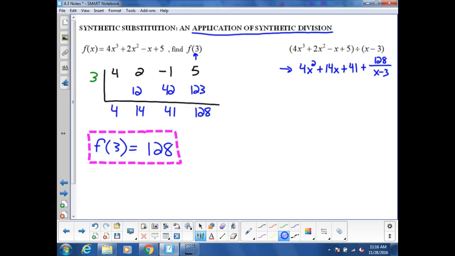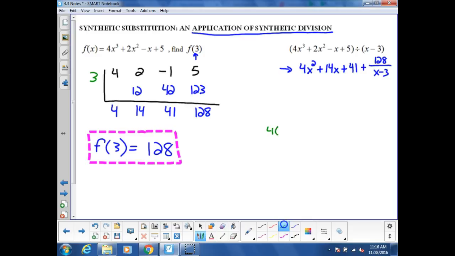So we've got to look at that word that comes after synthetic to tell you what you want for that answer. If it's division, then you've got to write out the polynomial. If it's substitution, then you give me the number. Okay? Just do a quick little check.